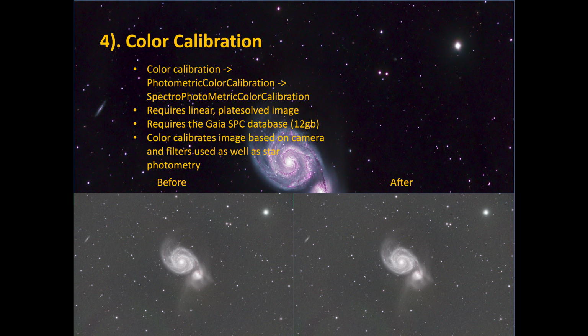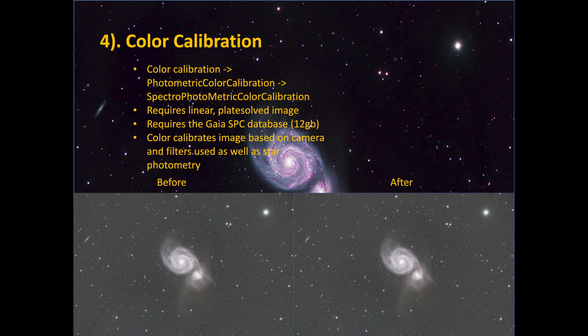And what you've done at this point, if you're using a mono camera, is combine your RGB to get a color image. Believe it or not, this is a color image at the bottom. It just doesn't have any curves applied to it yet, so it's very muted. And if you're using a one-shot color, you're already going to have a color image. It also requires that your image is still linear, so not stretched, and that the image has been plate solved.